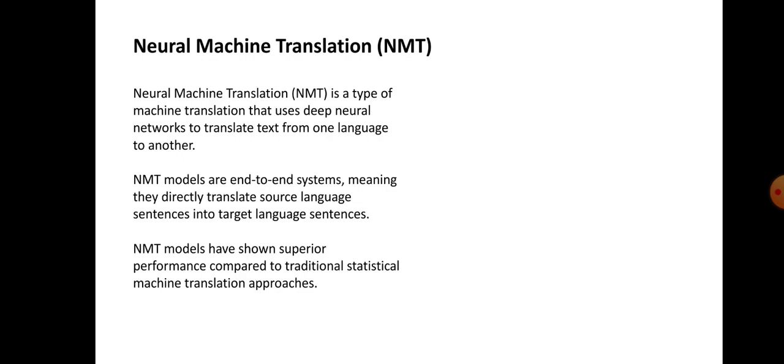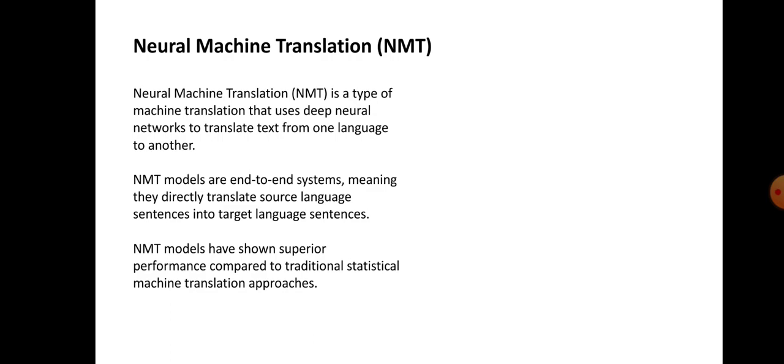Neural machine translation. Neural machine translation is a type of machine translation that uses deep neural networks to translate text from one language to another language. NMT models are end-to-end systems, meaning that they directly translate source language sentences into target language sentences. NMT models have shown superior performance compared to traditional statistical machine translation approaches.